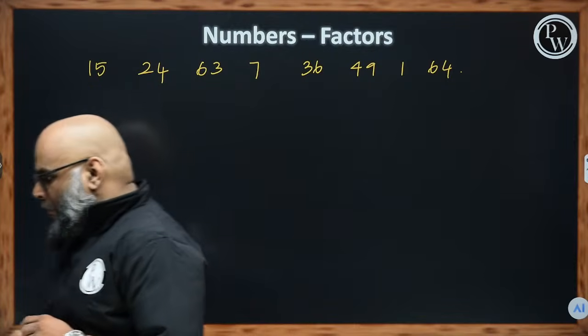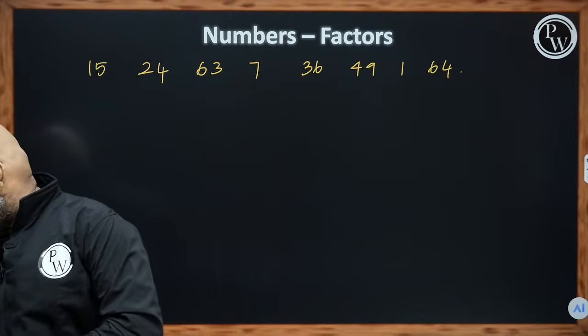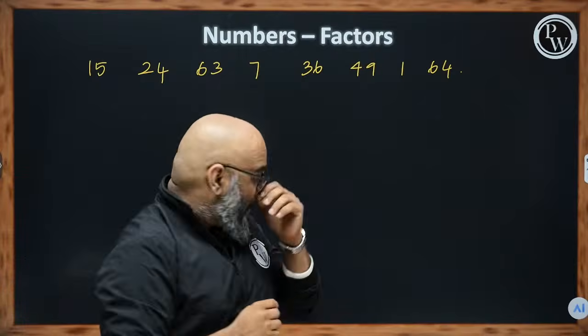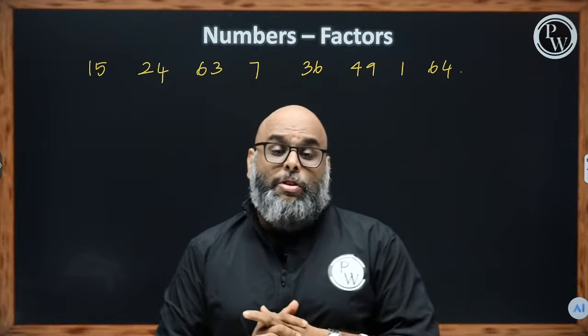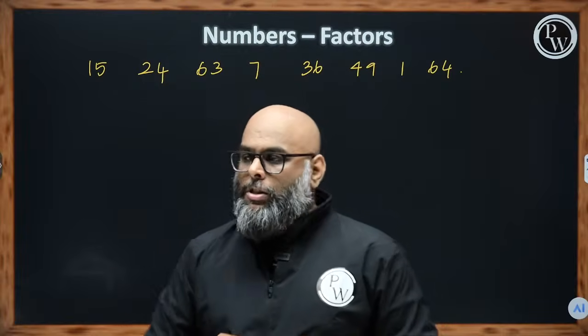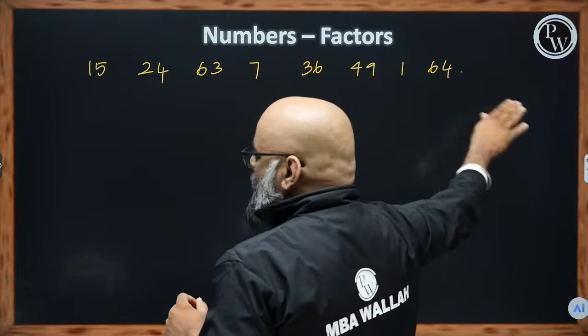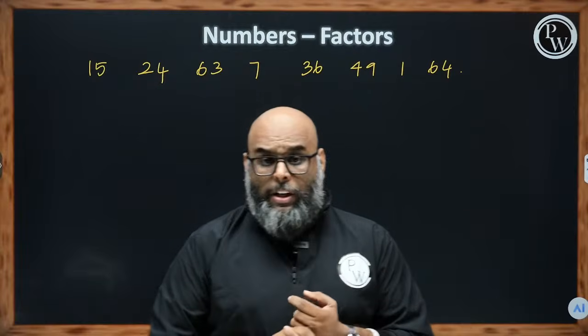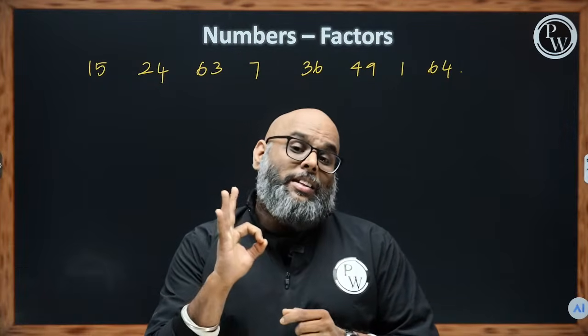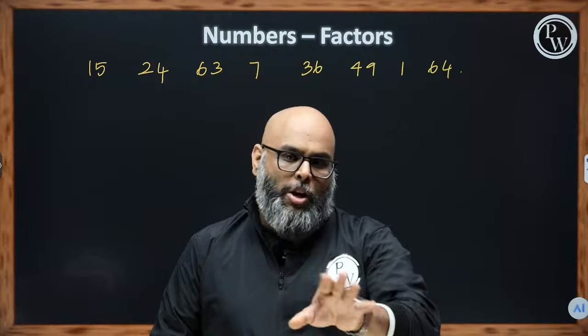So I'm going to give you 4 minutes. I'm going to give you 5 minutes. The task for you is to find out the number of factors for each of these given numbers over here. There are 8 numbers on the board. Your task is to find the number of factors that each number has.